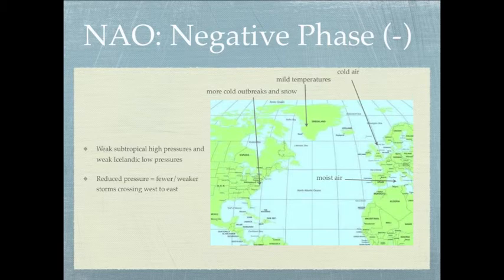The negative NAO phase is marked by weak subtropical high pressures and weak Icelandic low pressures. Reduced pressure results in fewer and weaker storms that cross from east to west. It also results in more cold outbreaks and snow in the Northeast, mild temperatures in Greenland, cold air in Northern Europe, and moist air in the Mediterranean. Like the positive NAO phase, it is very difficult to predict.